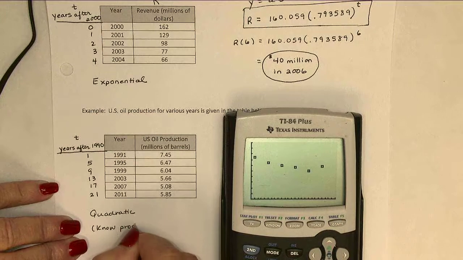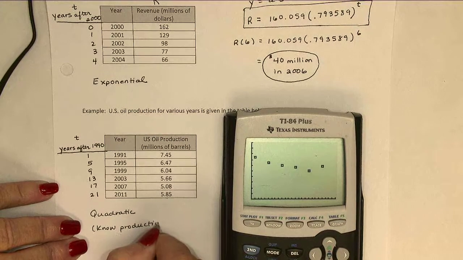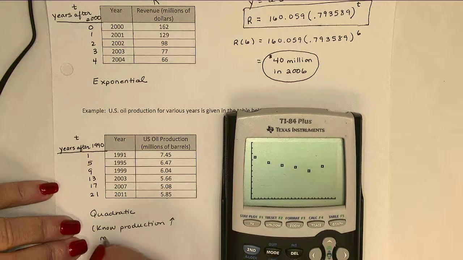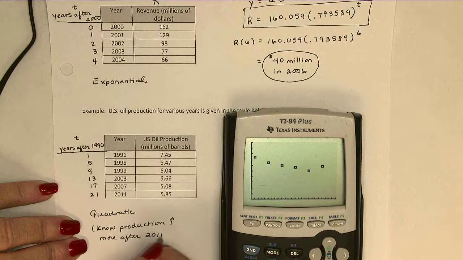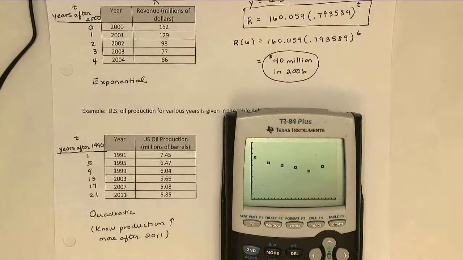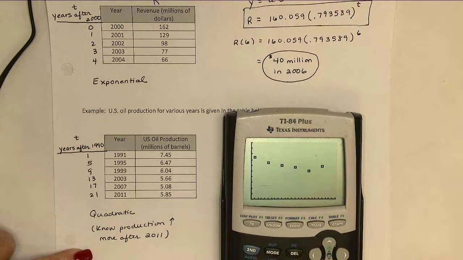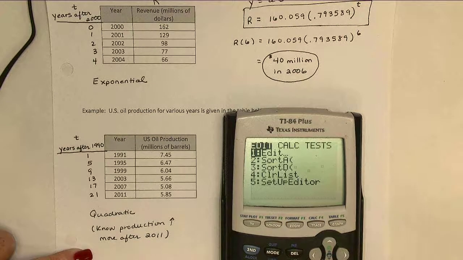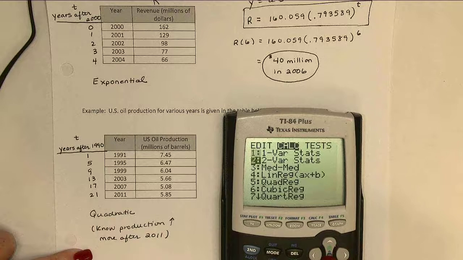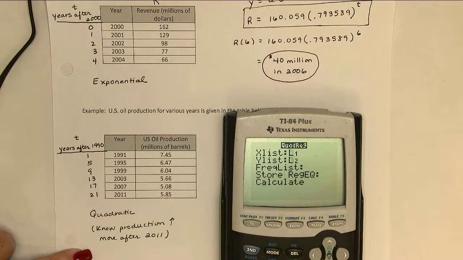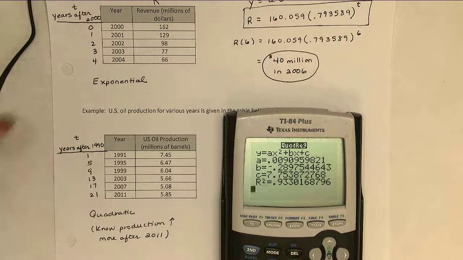We know that production actually increased more after 2011. And so in my stat, I'm going to calculate a quadratic regression. And there we go.